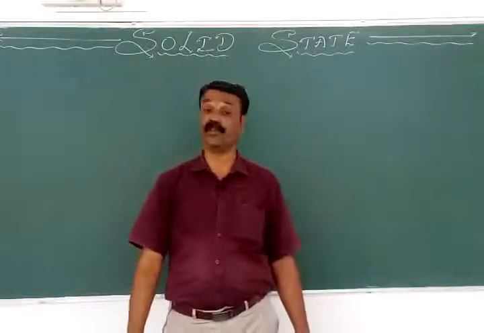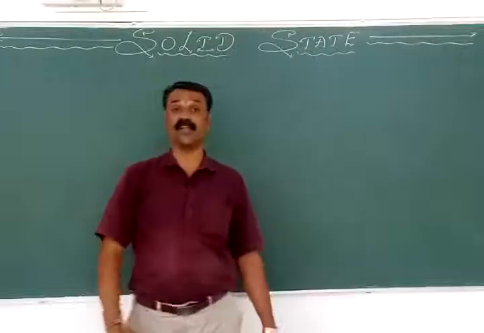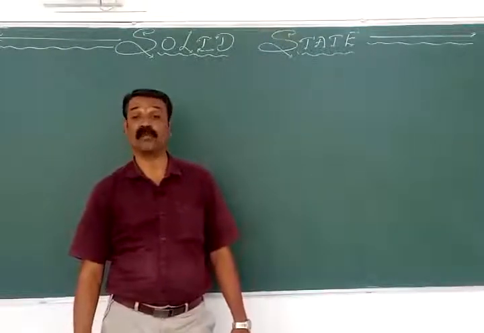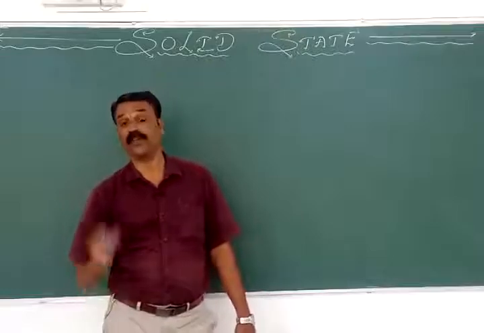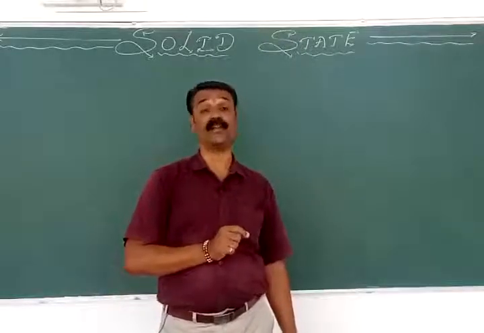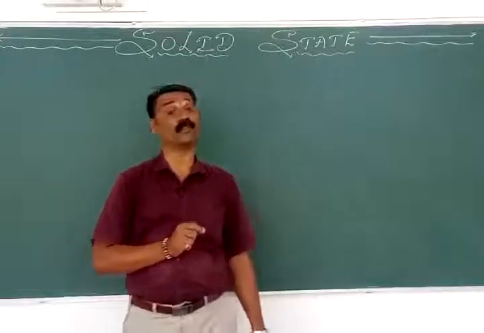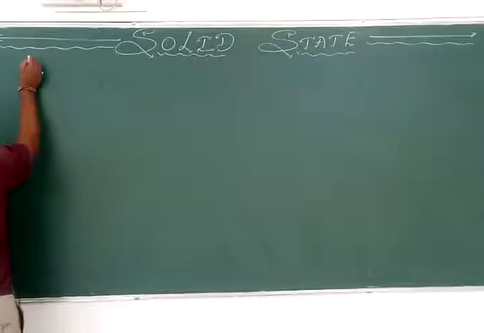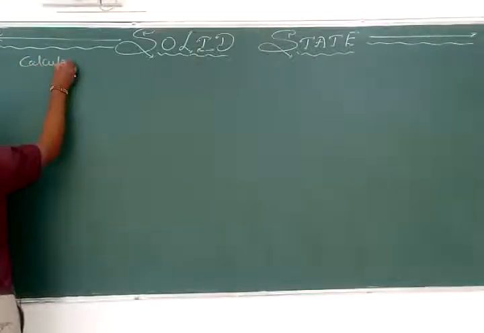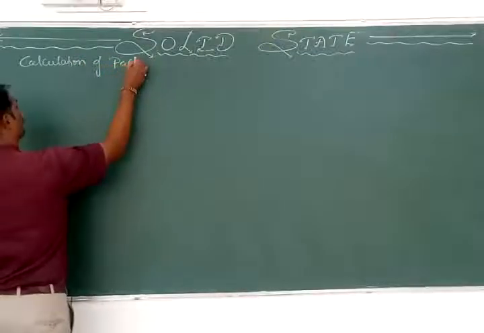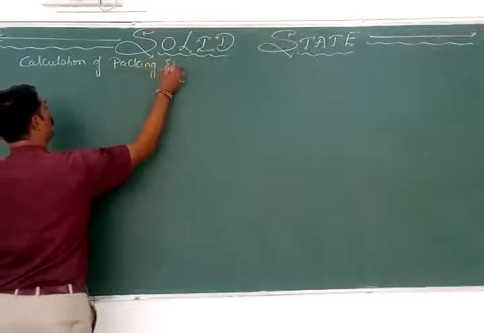So packing efficiency is equal to volume of all the spheres per unit cell of the cubic system divided by volume of the cubic unit cell, into 100. In the last session we derived only one packing efficiency, for the simple cubic lattice, whose value we found to be 52.4 in terms of percentage. Now we will move on to the calculation of packing efficiency, also called packing fraction.